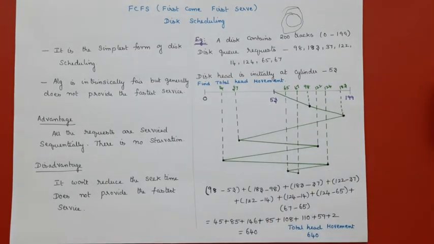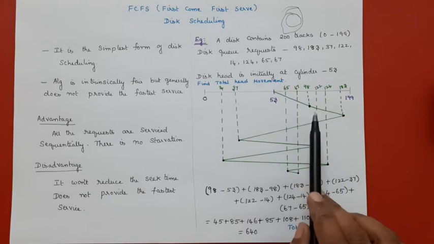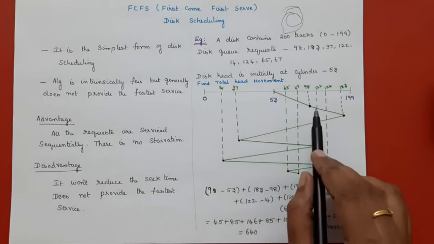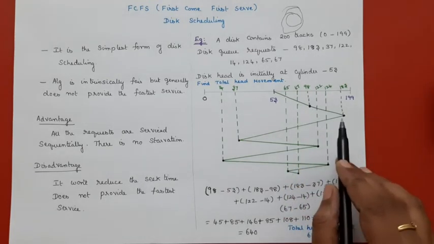From 53, I am going to service all the requests that are coming in sequentially. Whichever comes in first, I am going to take that request and service that first. So what is my first request? My first request is 98. Here is my head and I'm moving it to 98. Then comes my second request, that is 183. Now my head is at 98, I'm moving it to 183.